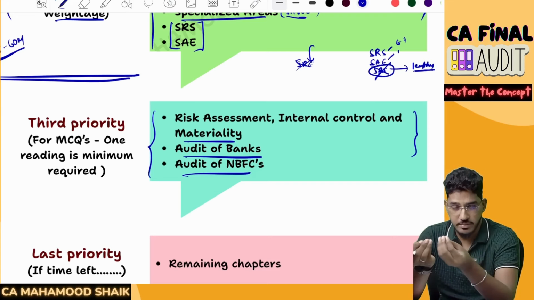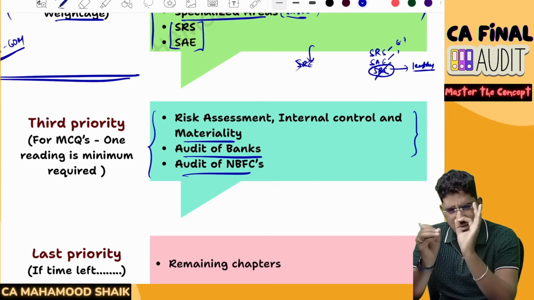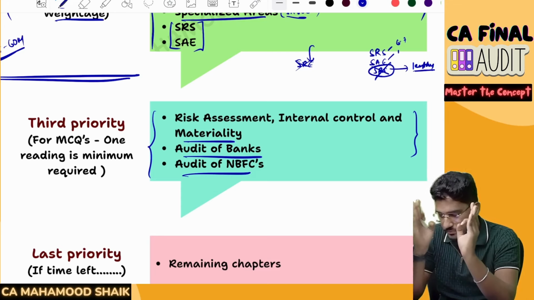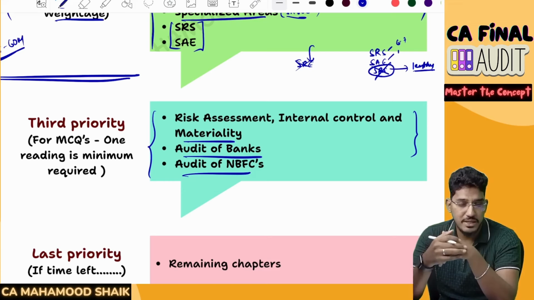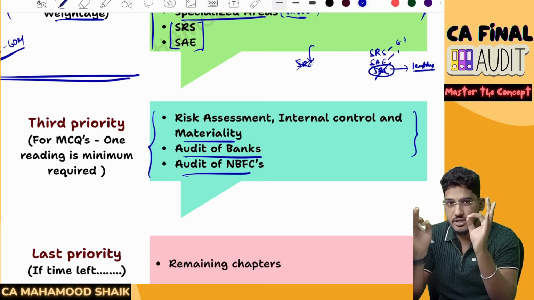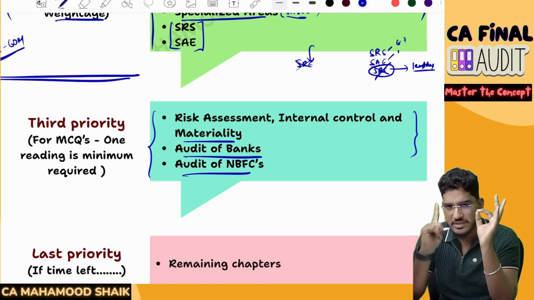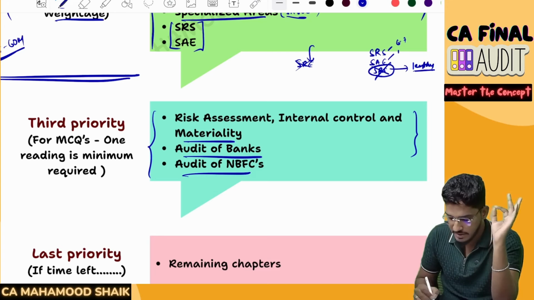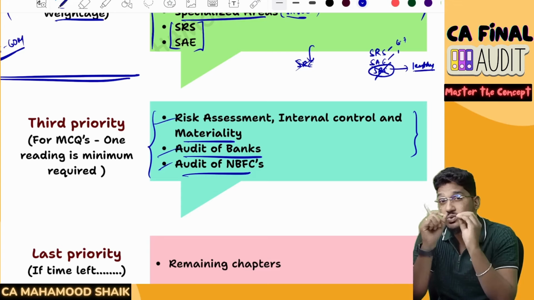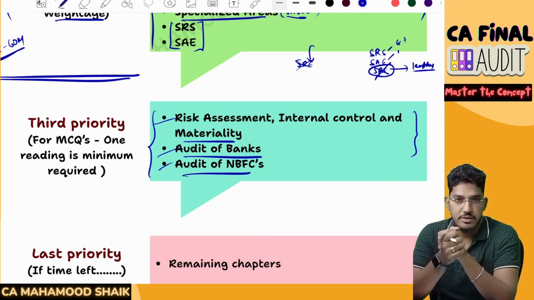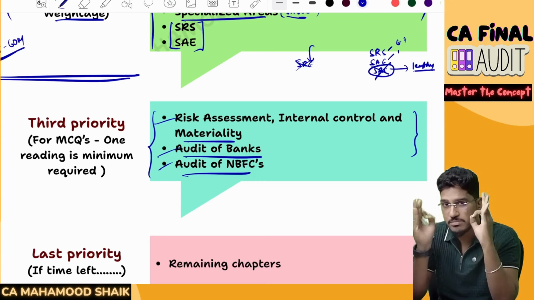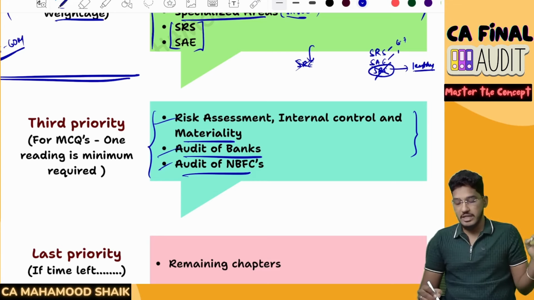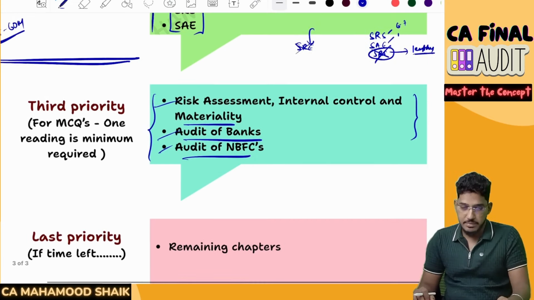So my humble request is, give one minimum reading to these chapters. If you have time, prepare them. But if you don't have time for memorizing the content or preparing in the usual way, give one single deep reading of the chapters: risk assessment, internal control, materiality, audit of banks, audit of NBFCs, so that if MCQs get tested from here, we will not lose marks.